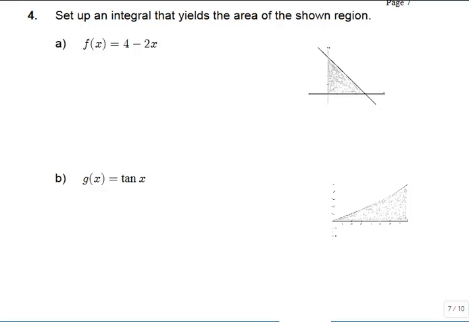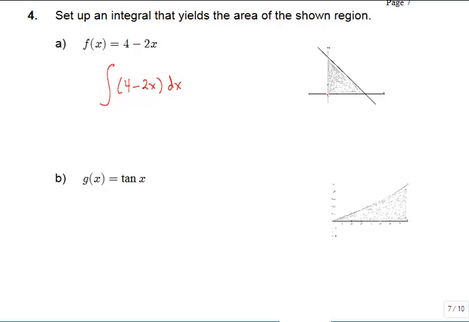So here we have the line 4 minus 2x, and we want to find the integral that represents this shaded triangular region. The definite integral is going to be the integral of the function that you're trying to find the area of, so that would be just this 4 minus 2x. The problem is we don't know what bounds to use. So we either need to look at our picture, which is kind of hard to see the scale on, or we need to figure out what those bounds should be.